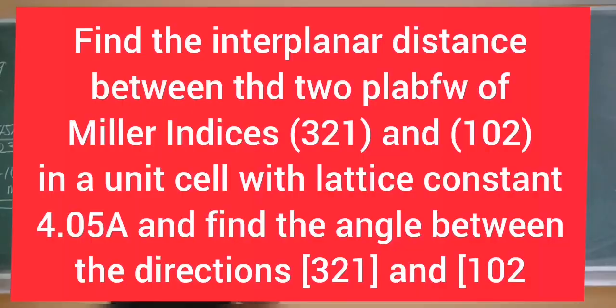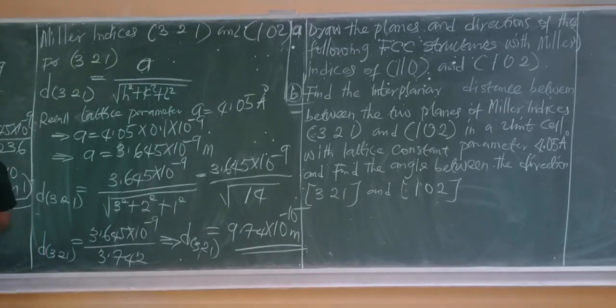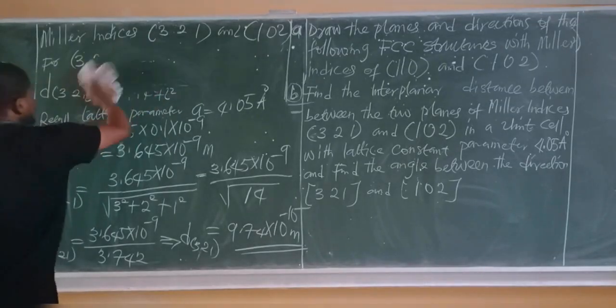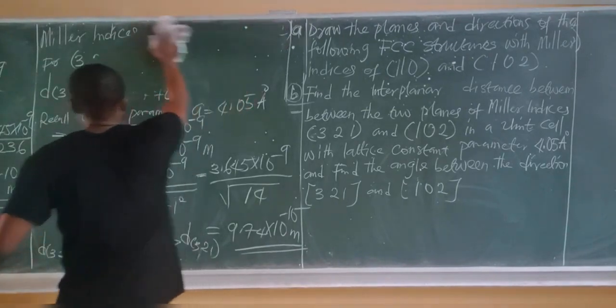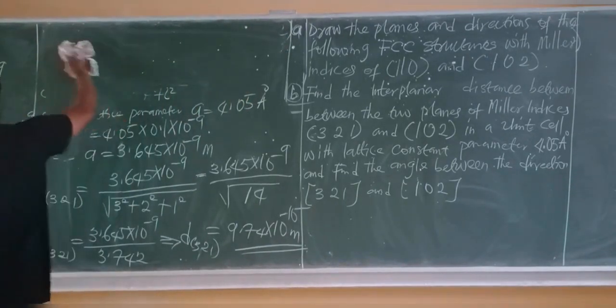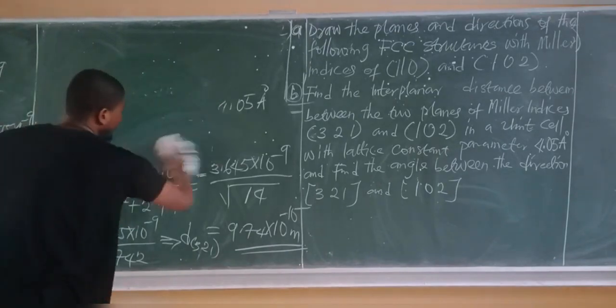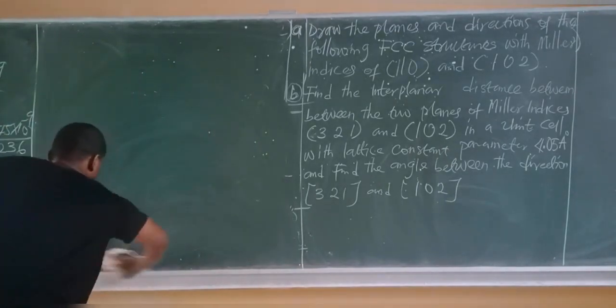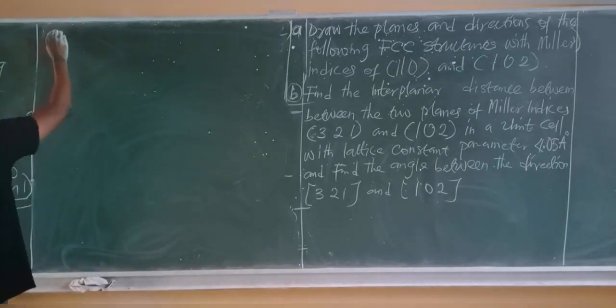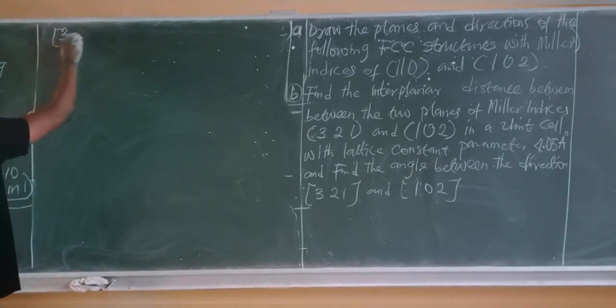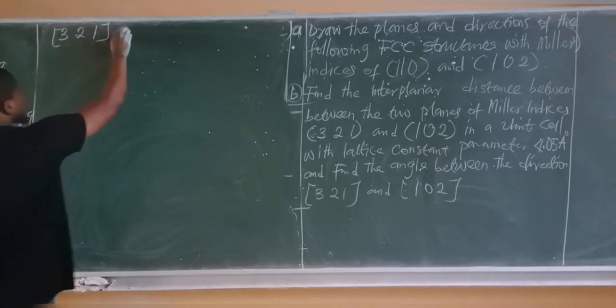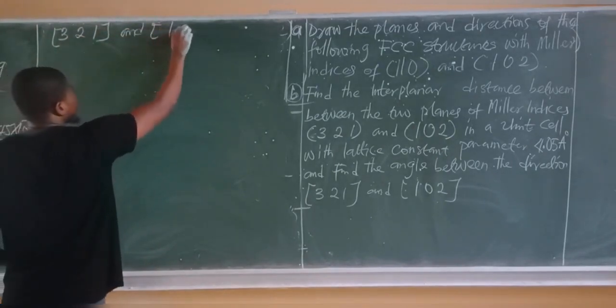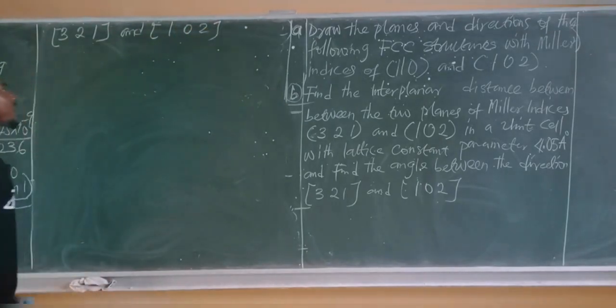So the second part of the question says we should find the angles between the directions 321 and 102. The next thing is to find the angle between those directions, and we've already outlined the formula in the previous video on how to find angles between given planes or given directions. So let's put down those directions now. We have the direction 3, 2, 1, and of course 1, 0, 2, and we are asked to find the angle between these directions.